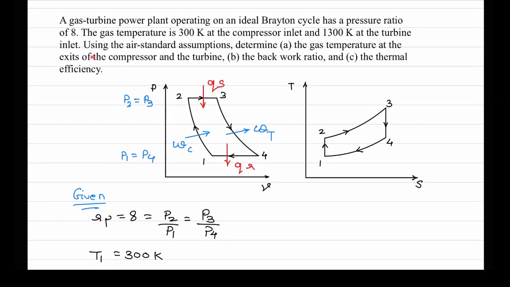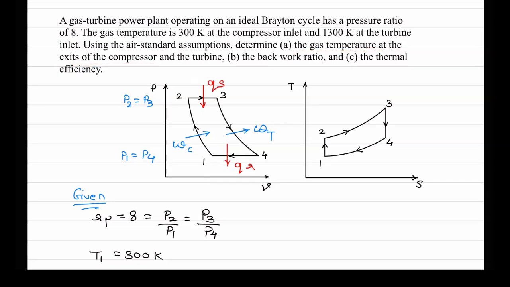Next, it is mentioned here to use the air standard assumptions. Basically, we have to consider air as the working fluid in the Brayton cycle. When we are supplying heat, we are not considering chemical reactions. Here heat is supplied using a source and heat is rejected using a sink. So what we have to determine: the gas temperature at the exit of the compressor.